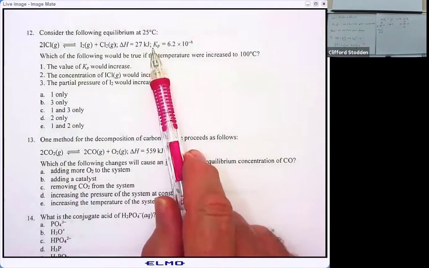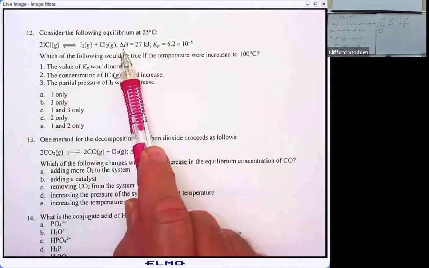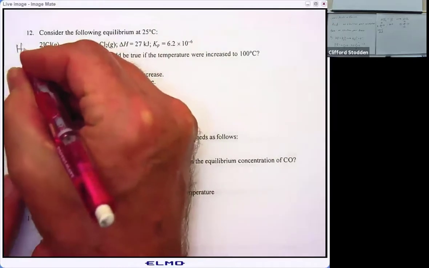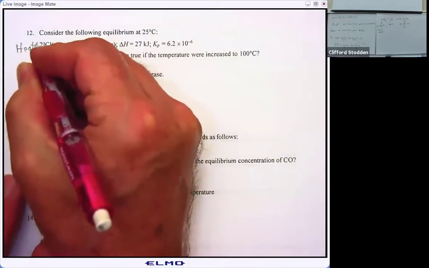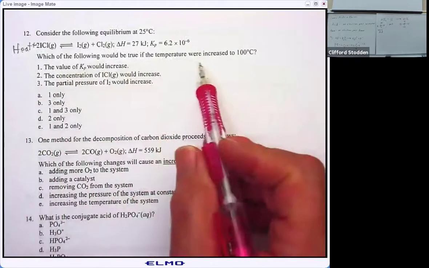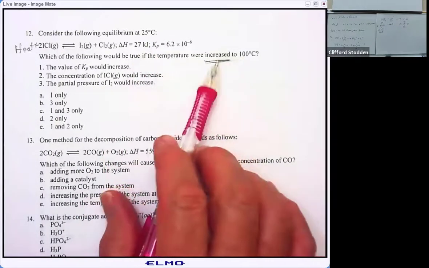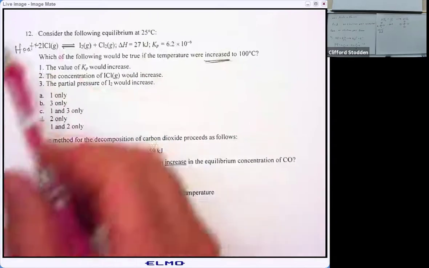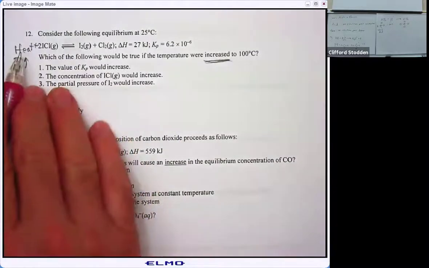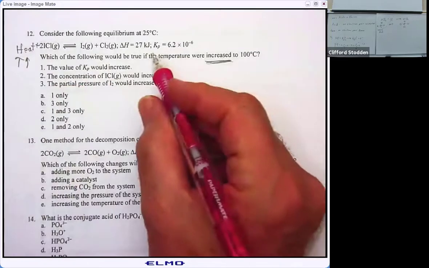So if you have a reaction in which the delta H is positive, that means it's endothermic, which means you could write the word heat over on the left. That's endothermic. For an endothermic reaction, if you're increasing temperature, so you're starting at 25 and going up to 100, your temperature is going up, kind of putting pressure on the left, that's going to shift the reaction to the right. A shift to the right means your K value is getting larger.